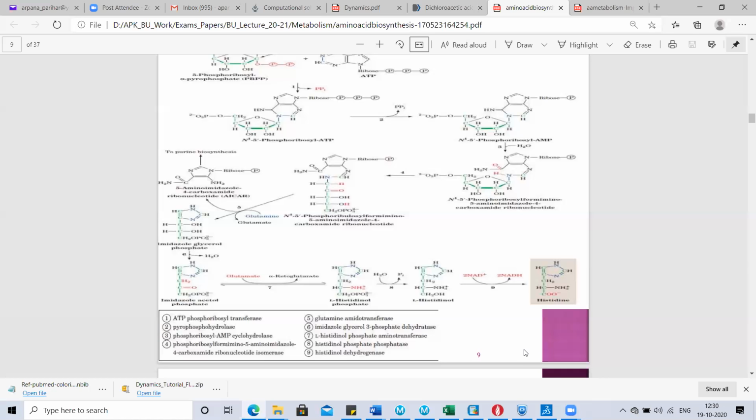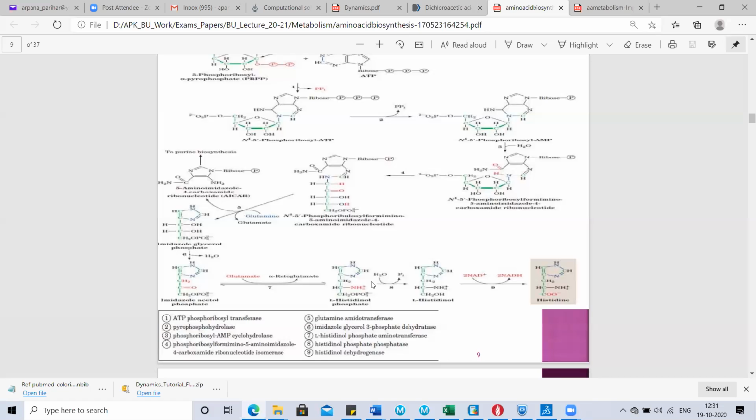The basic precursor for this biosynthesis is PRPP, that is 5-phosphoribosyl pyrophosphate, which subsequently interacts with ATP and is involved in 4-5 reactions and leads to the production of histidine. You can see the steps clearly written at the bottom of this slide. First step is ATP phosphoribosyl transferase. The second enzyme is phosphorylase. The third is phosphoribosyl AMP cyclohydratase. This is the cyclohydratase step.